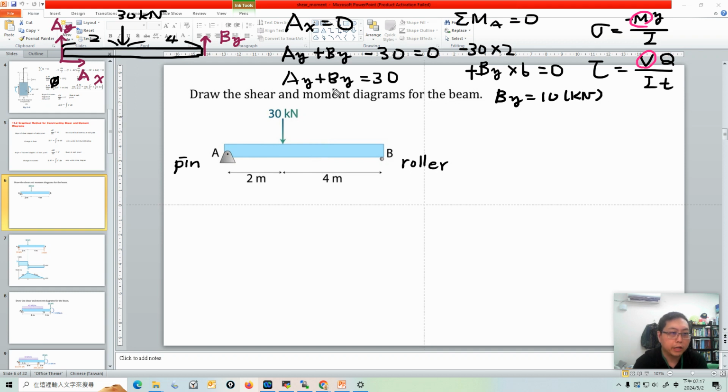So we have BY equal to 10. That means AY is 20, right? So AY is equal to 20 and BY is equal to 10. That's the reaction force we have solved. After we solve the reaction forces, we can start drawing the shear moment diagram. Actually, drawing the shear force is just using the forces you just solved.